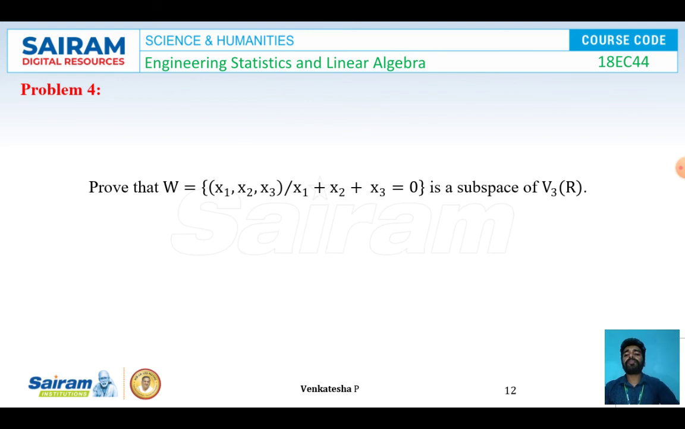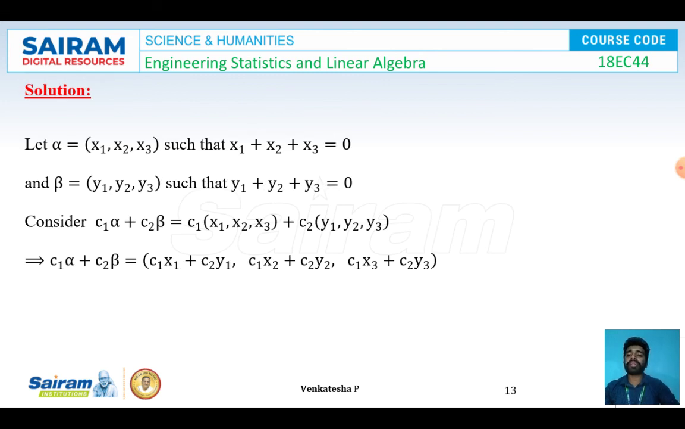Problem number 4. Prove that W = {(x1, x2, x3) : x1 + x2 + x3 = 0} is a subspace of V3(R). To prove this, I am taking two vectors again. Alpha is equal to (x1, x2, x3) such that x1 + x2 + x3 = 0, and beta is equal to (y1, y2, y3) such that y1 + y2 + y3 = 0.